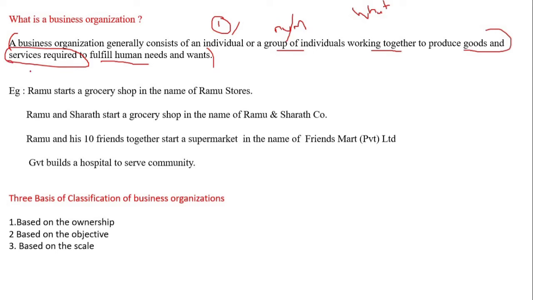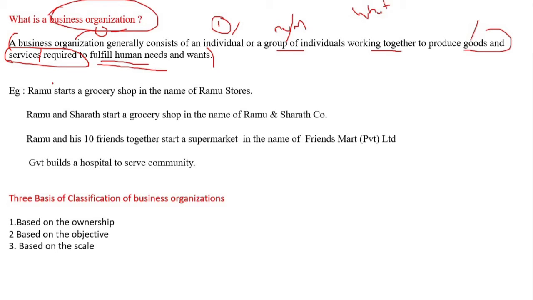You're organizing a school trip to have fun. Likewise, when an individual or a group of people organize resources, people and everything to produce goods and services to fulfill human needs and wants, that is known as business organization. You're handling goods and services here to fulfill human needs and wants. That is the definition in your study text.